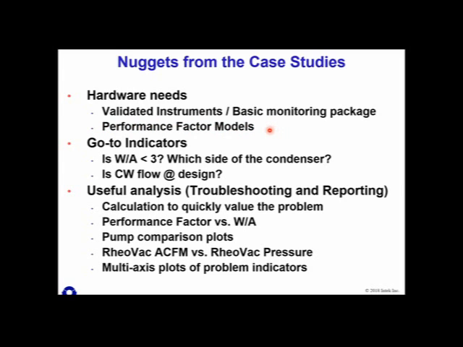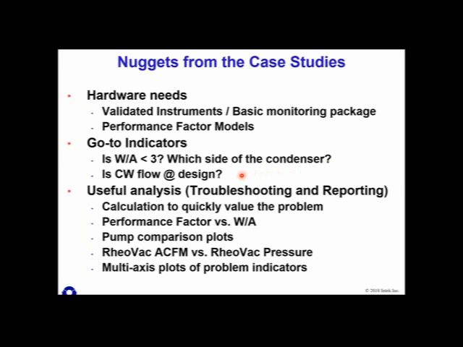So once those are in place, what are your go-to indicators for troubleshooting the condenser? You know, there's only so many things that can go wrong with the condenser. The go-to indicators are, number one, your water to air mass ratio from your ReVac equipment. If it's less than 3, boom, you know what the problem is going to be. If it's greater than 3, you've got to look elsewhere.